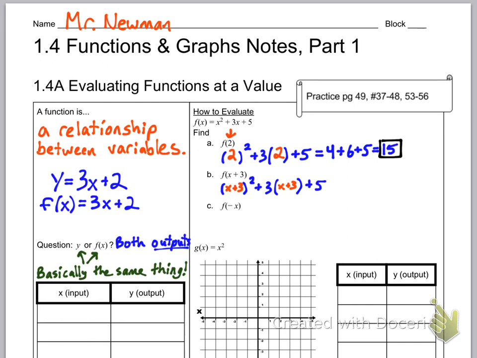So when you square that first one, you might FOIL. I don't use FOIL, I use the Punnett square, but you get x squared plus 6x plus 9, and then when you distribute the 3, you get 3x plus 9, and when you add all that together, you get x squared plus 9x plus 23.